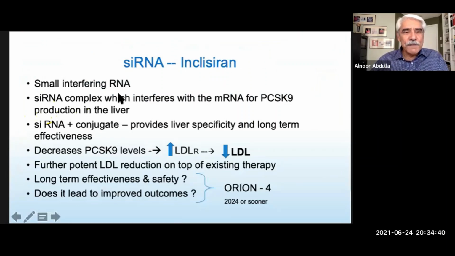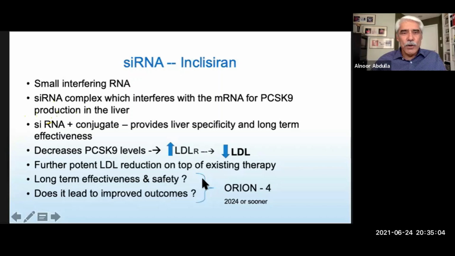So it's a small interfering RNA. It's injected in the form of a complex, so it only goes into the liver and it sits there for a very long time and it keeps messing up the messenger RNA and stops producing PCSK9. So the receptors now are increased and upregulated, and they clear more and more cholesterol out of your blood.